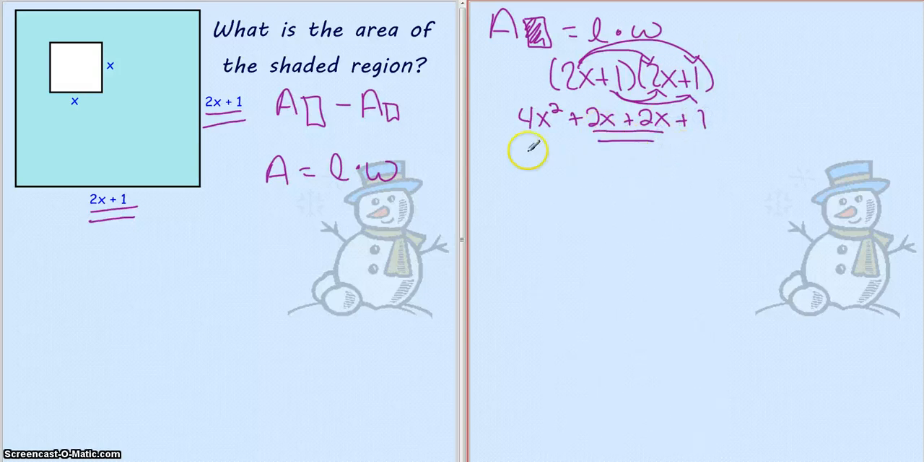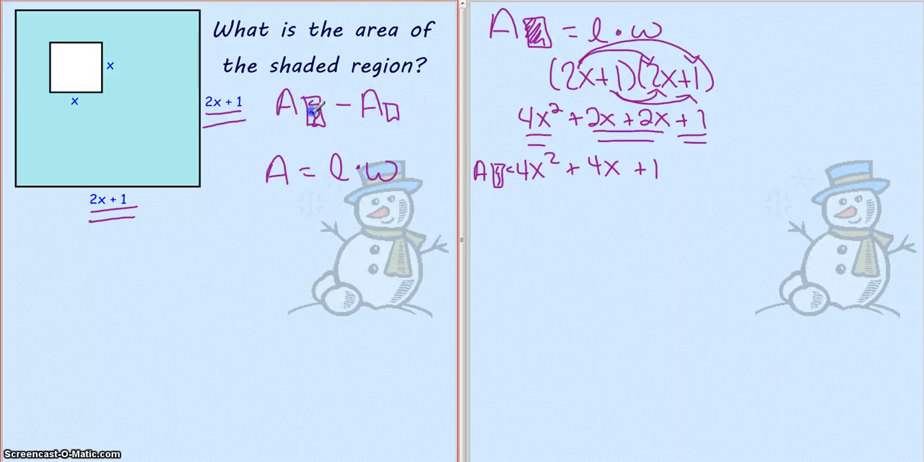Combine your like terms. No like terms here, so 4x squared. 2 plus 2 is 4. Carry down x. And 1 is just 1. So this is the area of the larger square, the shaded in one. Okay.